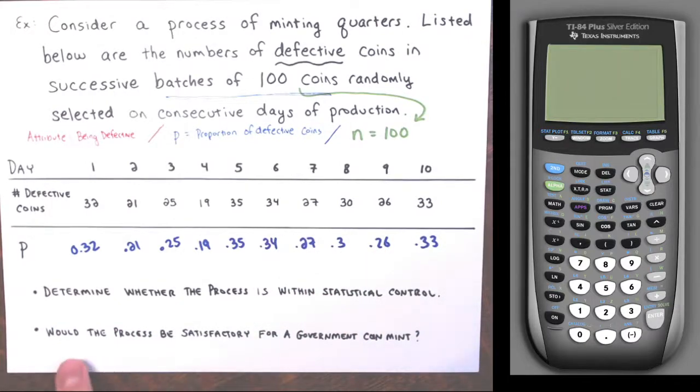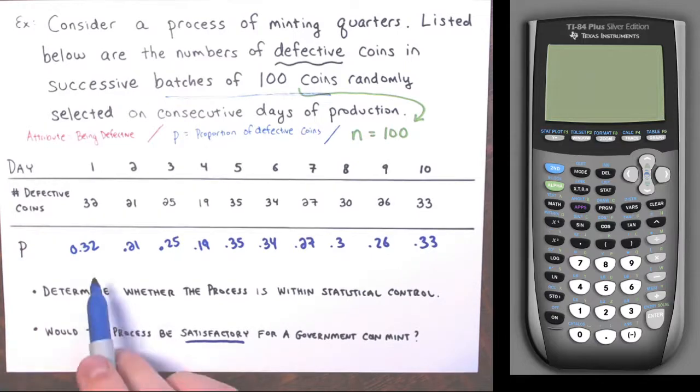But then if you think about it, would the process be satisfactory for a government coin mint? And like I said, these numbers are incredibly high. You would hope that at a government mint, out of every 100 coins, maybe 1 or 2 of them are defective, not 25 or 30. So remember what I was saying earlier, and I'll write it later. Just because a process is stable doesn't mean it's satisfactory, doesn't mean it's a good process. All right? It just means it's consistent. But it might be consistently bad, like this is.